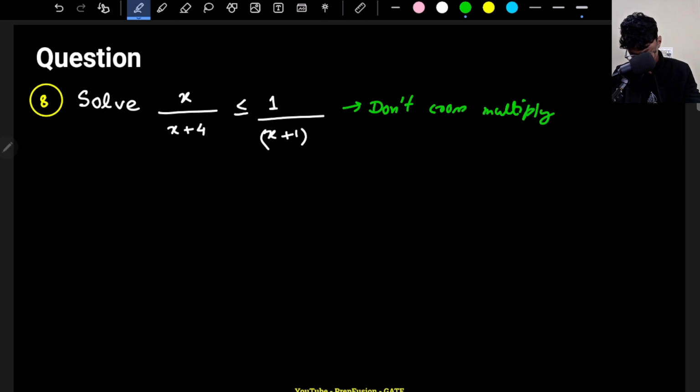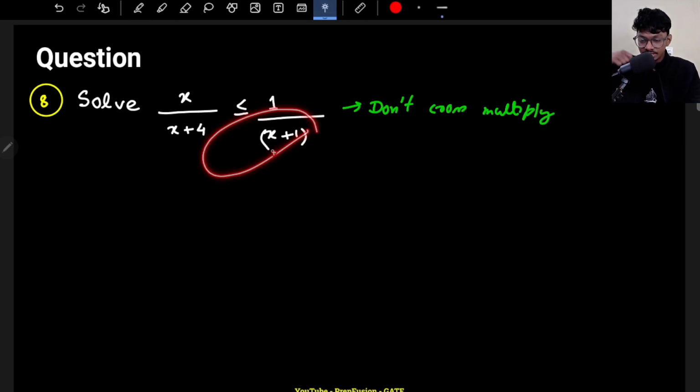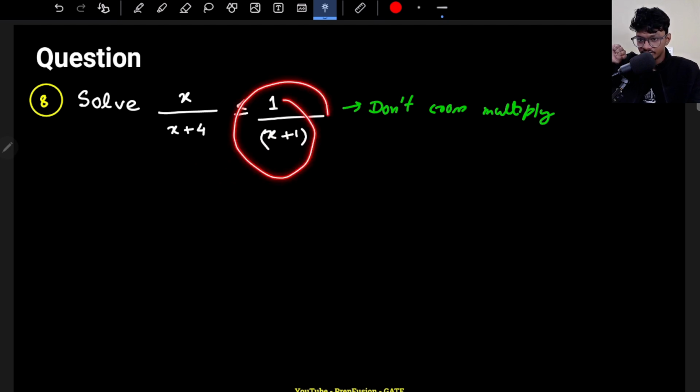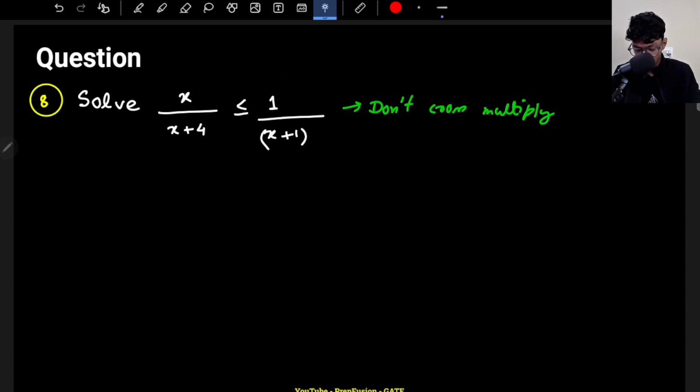If I cross multiply, you have to choose between the regions. For x, if I cross multiply by x plus 1 and x plus 4, for x less than minus 1 this will be negative, and for x less than minus 4 this will be negative. So I have to be very, very careful regarding that. So I will not cross multiply.